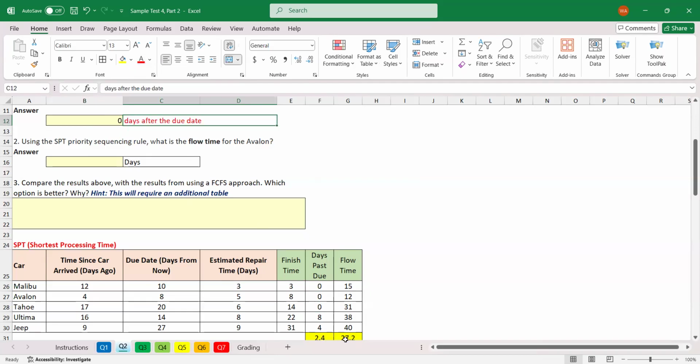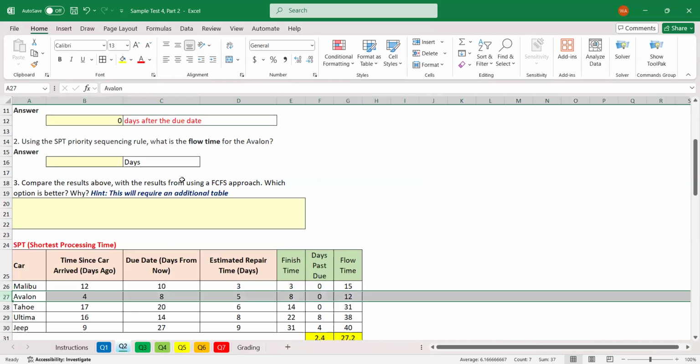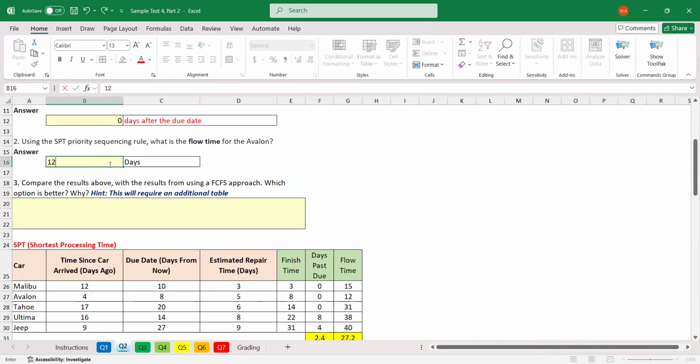Okay. All right. The second part of this question was using the SPT priority sequencing rule. What's the flow time for the Avalon? Avalon's right here. The flow time is 12 days. Okay.